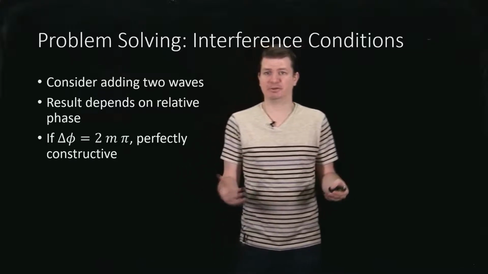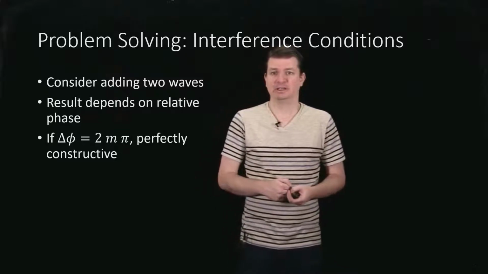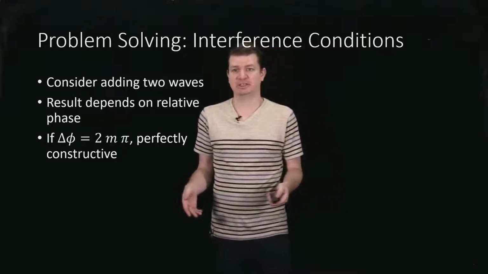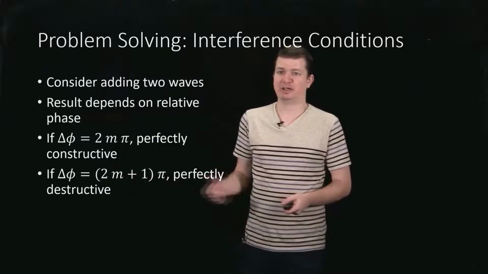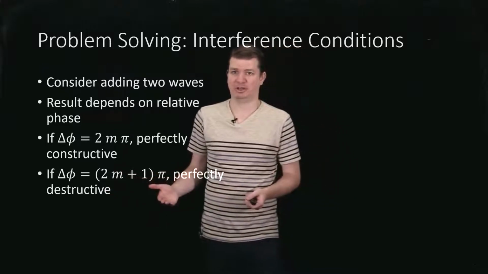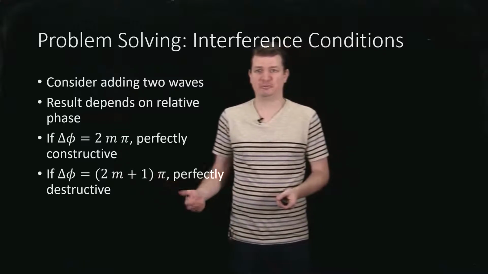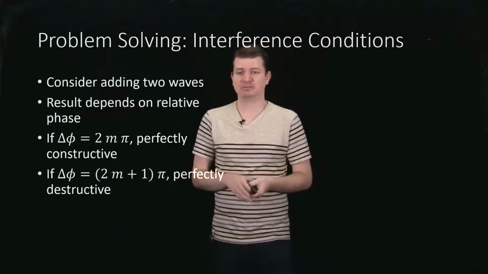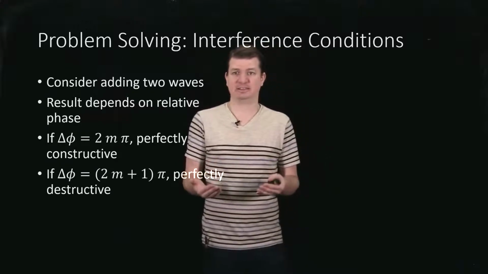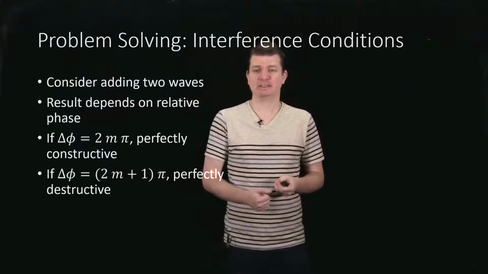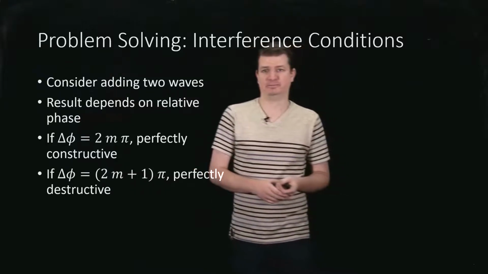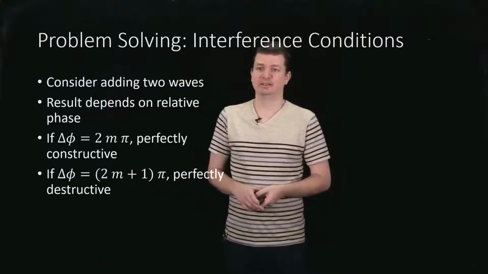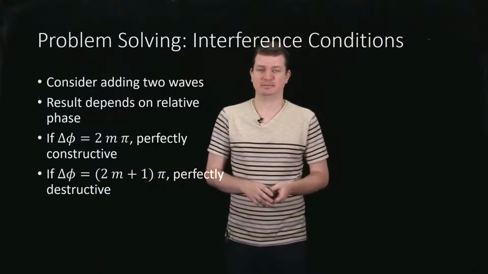On the other hand, I know that if I'm adding a crest to a trough, then I will get perfectly destructive interference. And that, of course, corresponds to shifting it not by multiples of 2 pi, but rather by odd multiples of pi. If I shift it by pi, or 3 pi, or 5 pi, then I'm always shifting it by a whole wavelength plus half of a wavelength, and that shift of a half wavelength is exactly the thing that's getting me to be adding a crest to a trough. So if I've got (2m + 1) times pi as the difference in my phases, then I'm getting perfectly destructive interference.